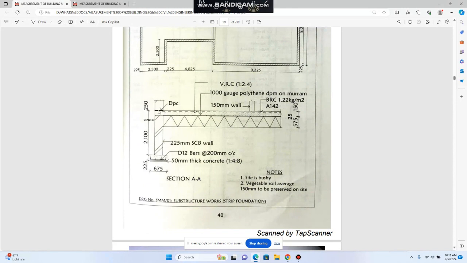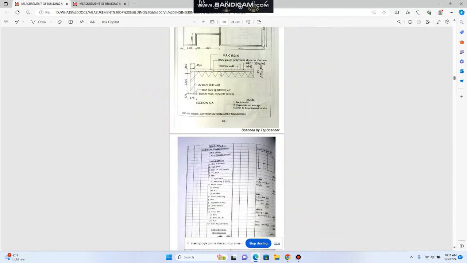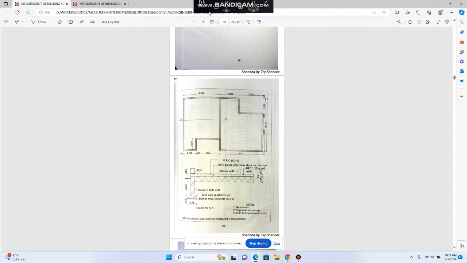In section AA, we are shown this wall, which is sitting on DPC, the damp-proof course. The DPC is sitting on the slab. This slab is vibrated reinforced concrete, ratio 1:2:4. This vibrated reinforced concrete contains a 1000 gauge polythene DPM on murram. Then we can see there's something else. This 150 millimeters wall. If you can see from the plan, okay, let me zoom in.